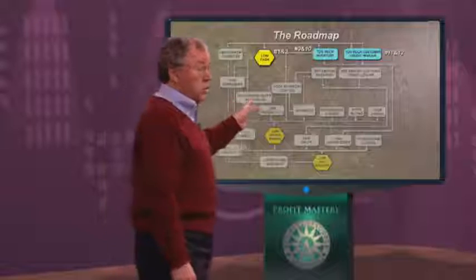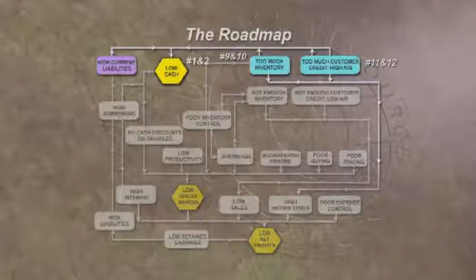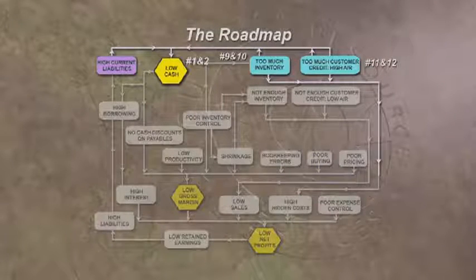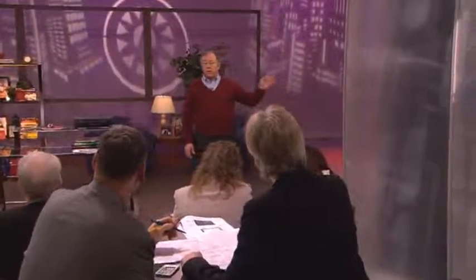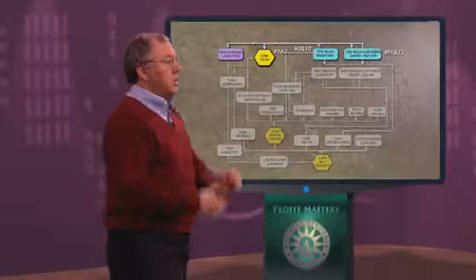And if we come up out of the low cash box is caused by, and we turn left, what's the first box we come to? Liabilities. High current liabilities, right? Okay, well that's going to be the second piece we look at. For purposes of this section, we're going to turn right. Low cash is caused by too much inventory and too much receivables.